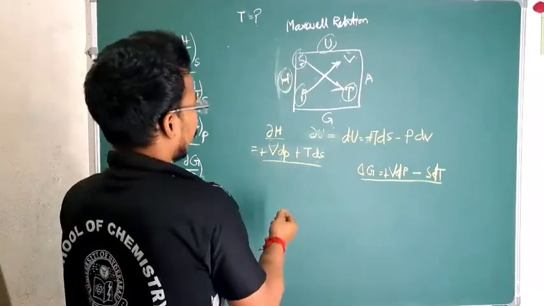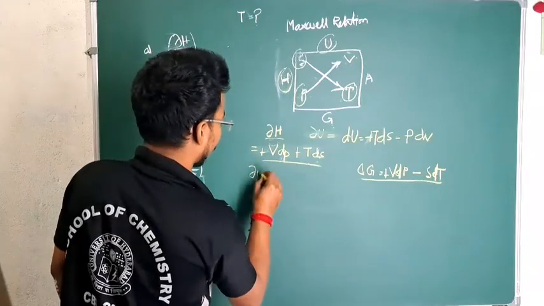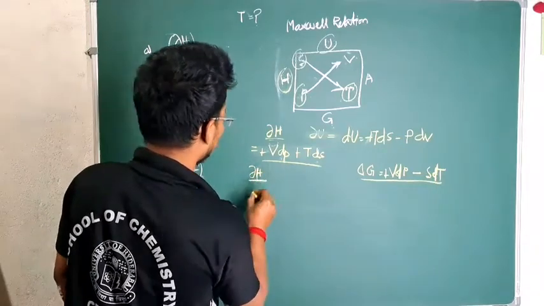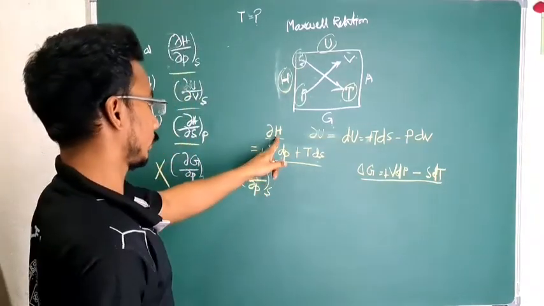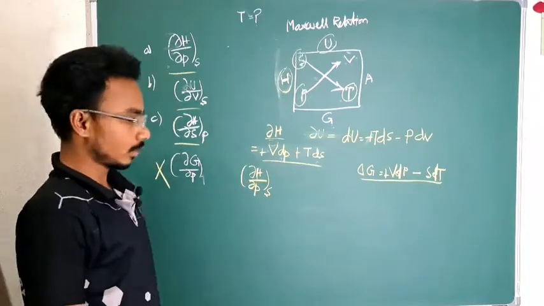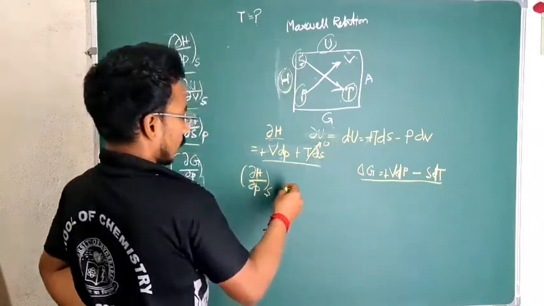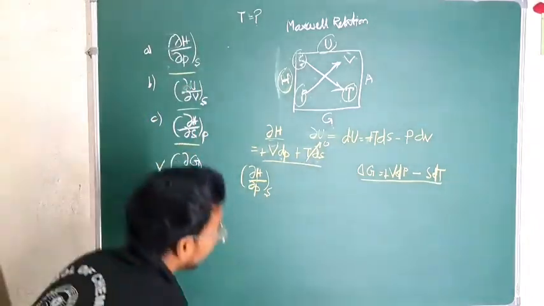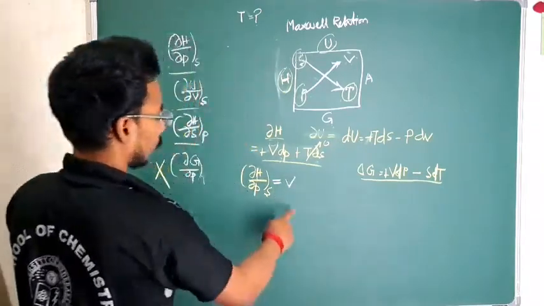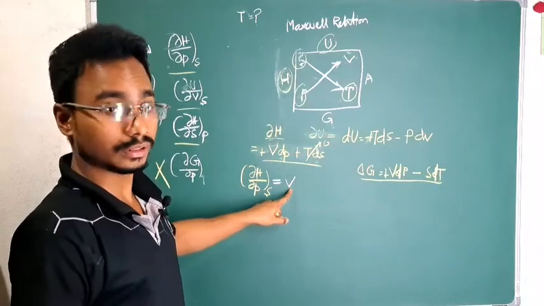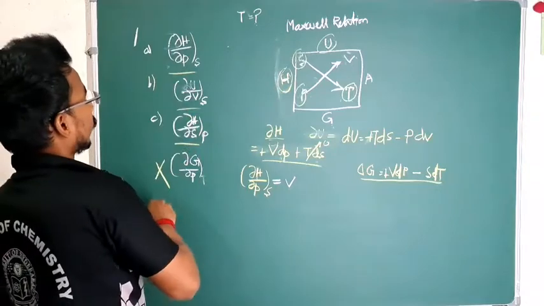So why I did that, I will relate this with this. The first option, they are saying delta H by delta P at constant S. So we will derive this from this equation. S is constant, so that term will be 0, and we are dividing by dP, so V is coming now. We want T, so it will not be our answer.